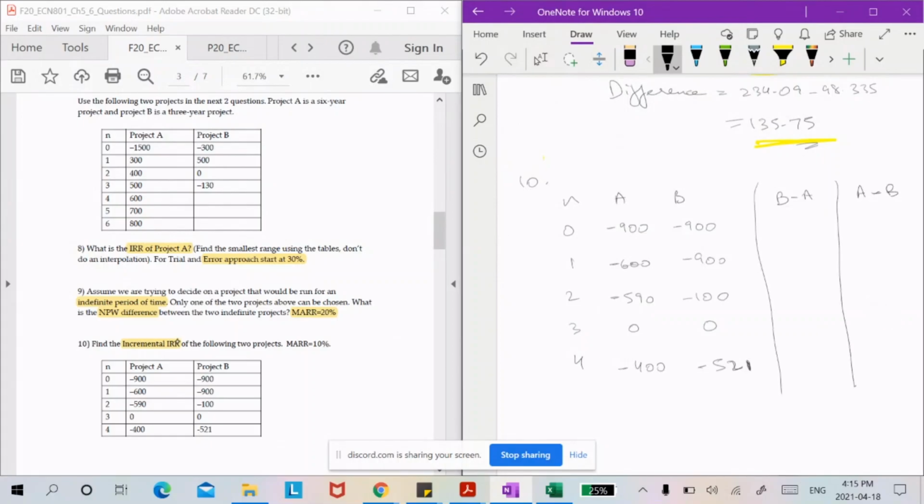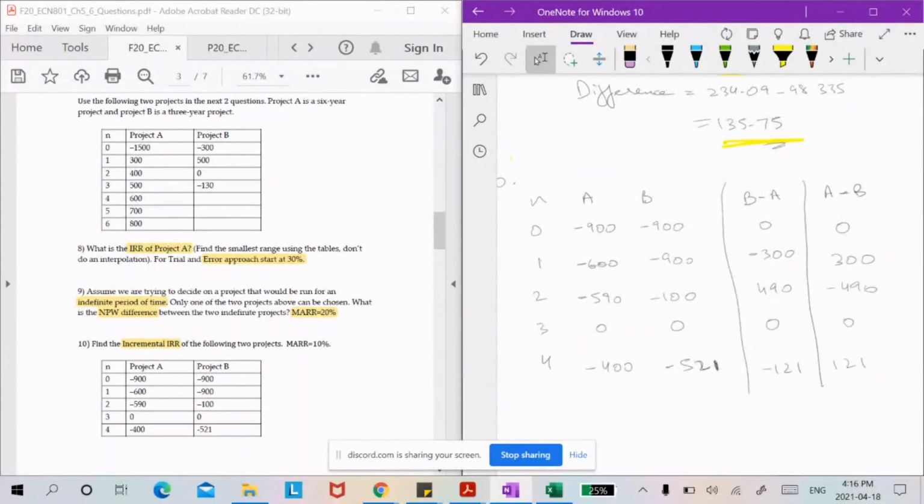If you do B minus A, you get 0, minus 300, 490, 0, and minus 521 plus 400, which is minus 121. If you do A minus B, you get 0 in the first one, then 300, minus 490, 0, and 121.